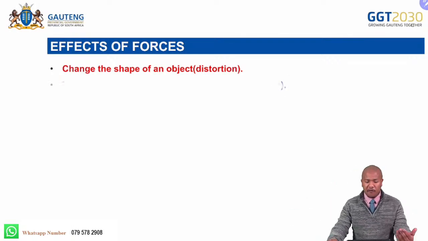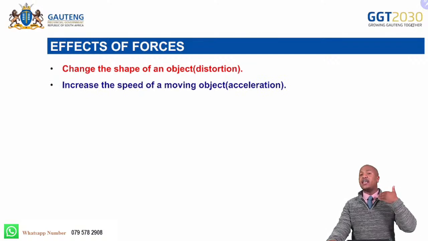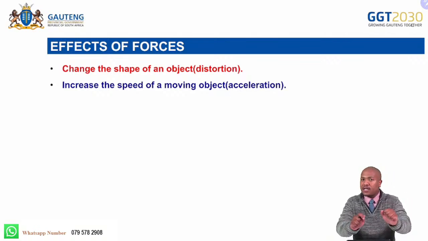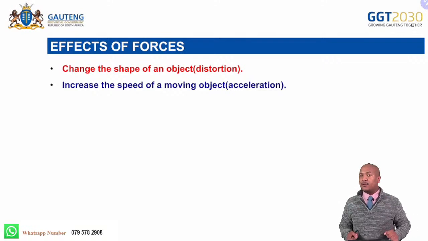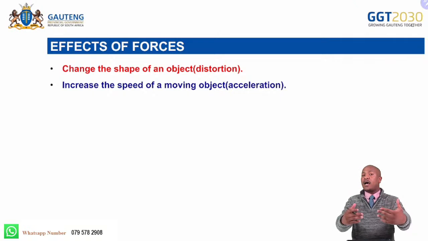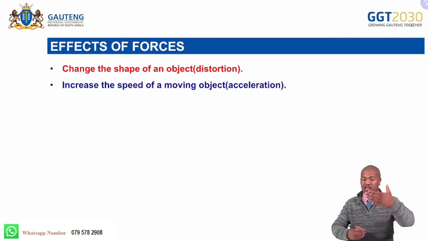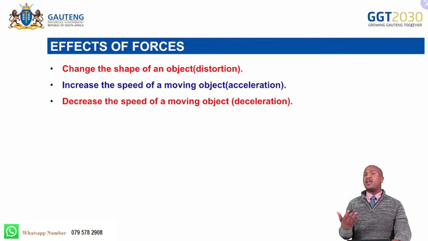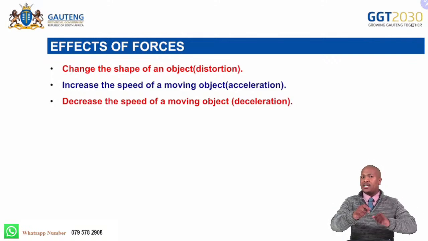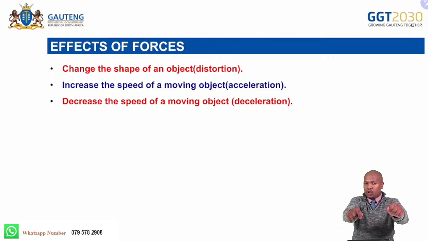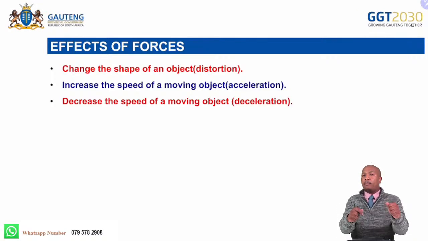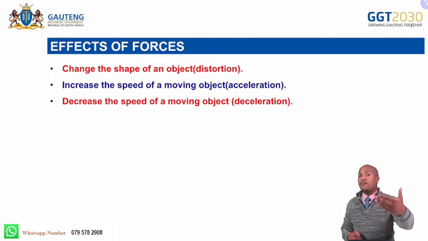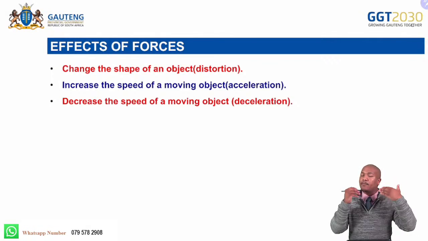Not only that, forces can increase the speed of a moving object, and we therefore say it is acceleration. When you push a vehicle or a bicycle, the more force applied, the more it can increase the speed of that moving object. It can also decrease the speed of a moving object. As you are pushing that bicycle and running with it, the minute you try to stop and pull back towards yourself, it starts slowing down. It is decreasing the speed of that moving object.